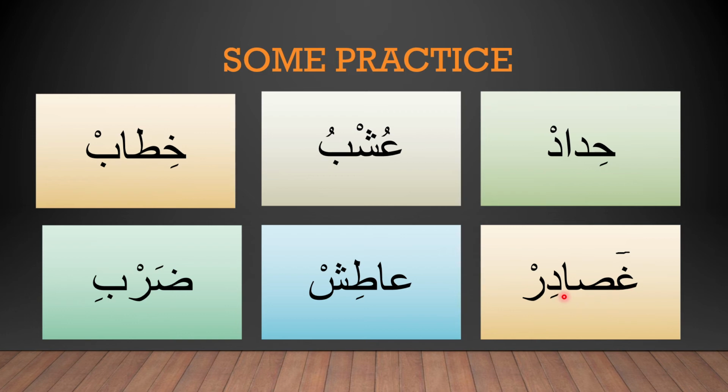Now there is dal and then there's kasra, di. But then there's ra and sukoon. So it will become dir. This is syllable type 3. This is a perfect example of syllable type 3. So ghasadir. Now ain alif. There's syllable type 2.